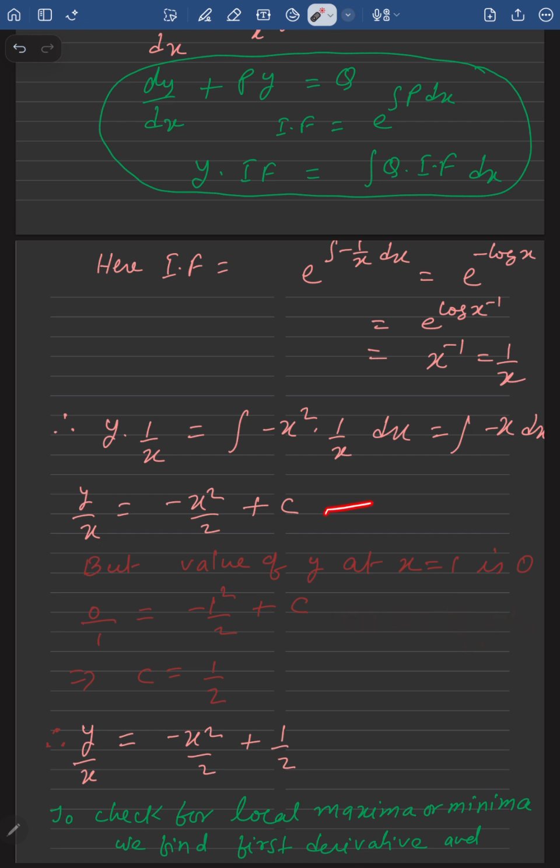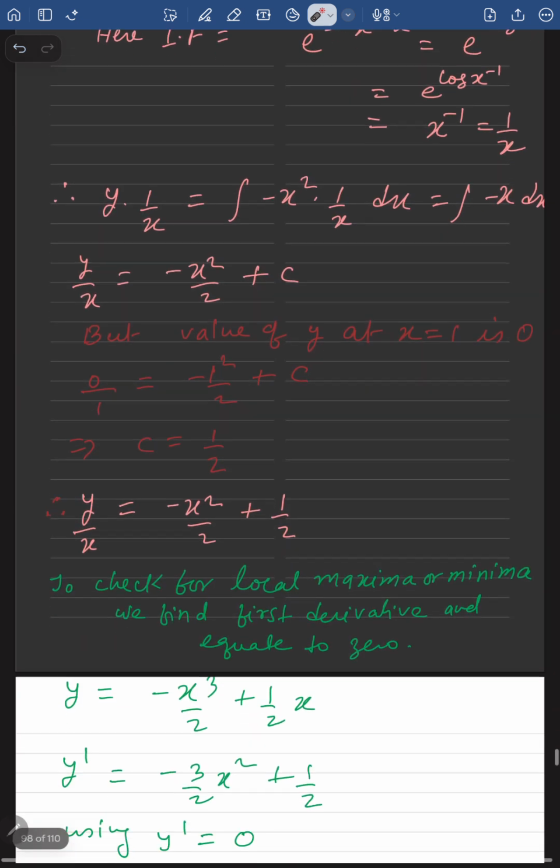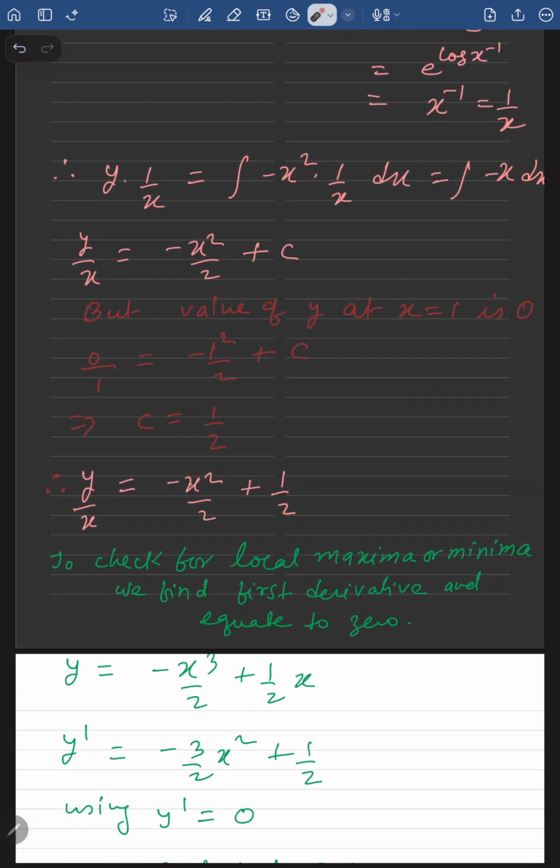In this way you get the equation y upon x equal to minus x square upon 2 plus 1 by 2. Now you have got the nature of f(x), that is y. Our y is clear. When we multiply this equation by x throughout, we get y equal to minus x power 3 upon 2 plus half x. Yes or no? So our f(x) is ready now.